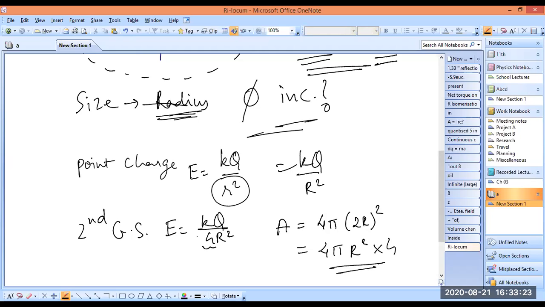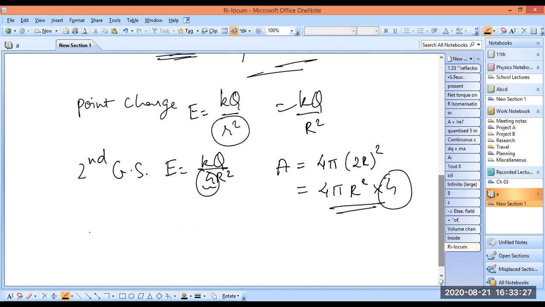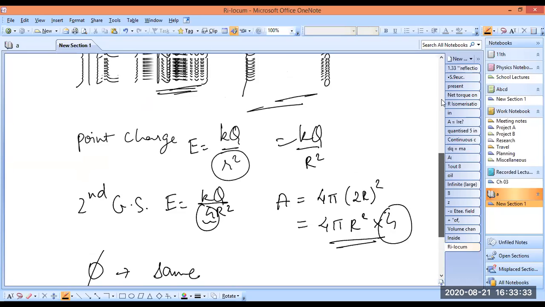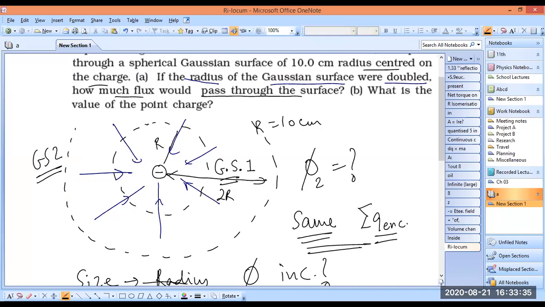So because of that 4 and this 4, the effect is cancelled and the flux remains the same, right? Actually, the flux does not even depend on the shape. I think I did mention that in the lecture. Even if you had drawn a cuboidal Gaussian surface, it would still give the same answer, right?